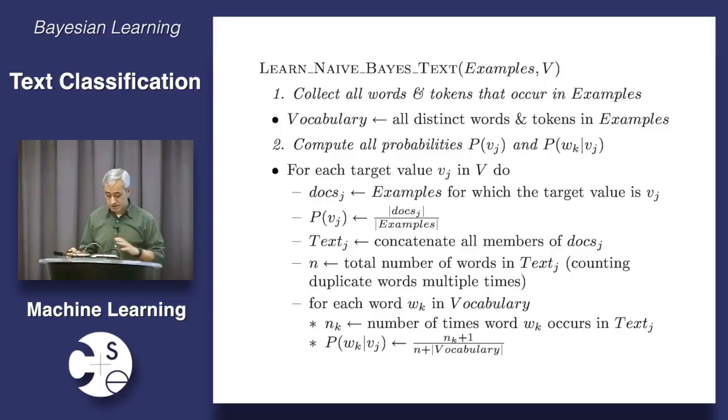If I haven't seen any data, then it's just 1 over the size of the vocabulary, which seems reasonable. I'm just uniformly generating words. That's the principle of indifference. But if I've seen a lot of words, then this just becomes my maximum likelihood estimate. It's the fraction of the words that are that word. Notice this thing of concatenating all the documents. What I'm trying to say here is that I'm not going to care which document things came from. I'm just going to treat it all as one big document.